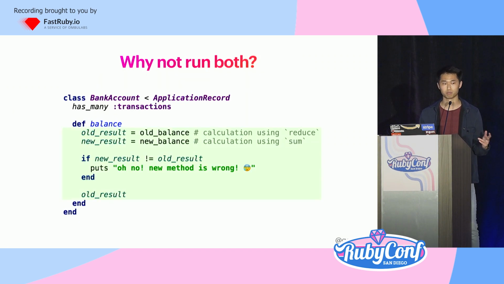So what if we ran both of them? So we would first compute the results for using both the old and new methods. Then we would compare the results. If the two results don't match, then we know that our newer method is buggy in some way. And lastly, we would then always return the old result because we know that's reliable and that it's accurate.